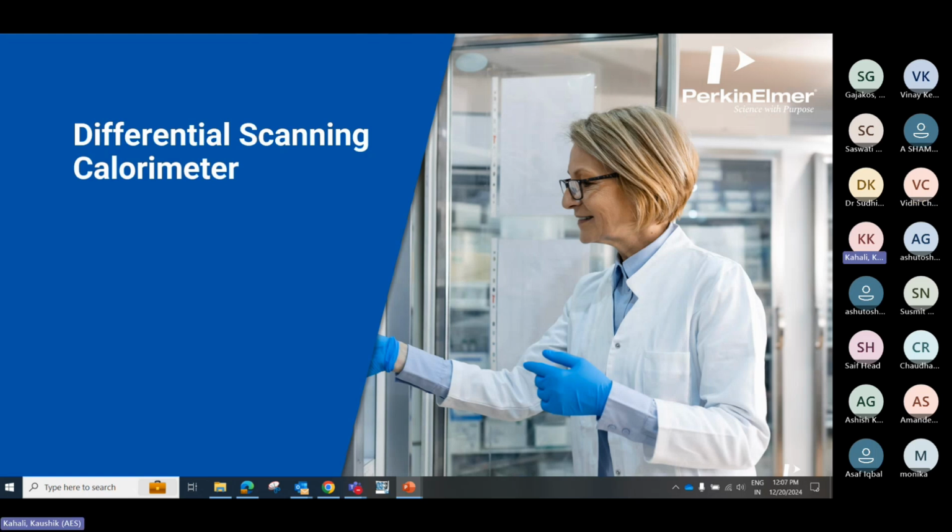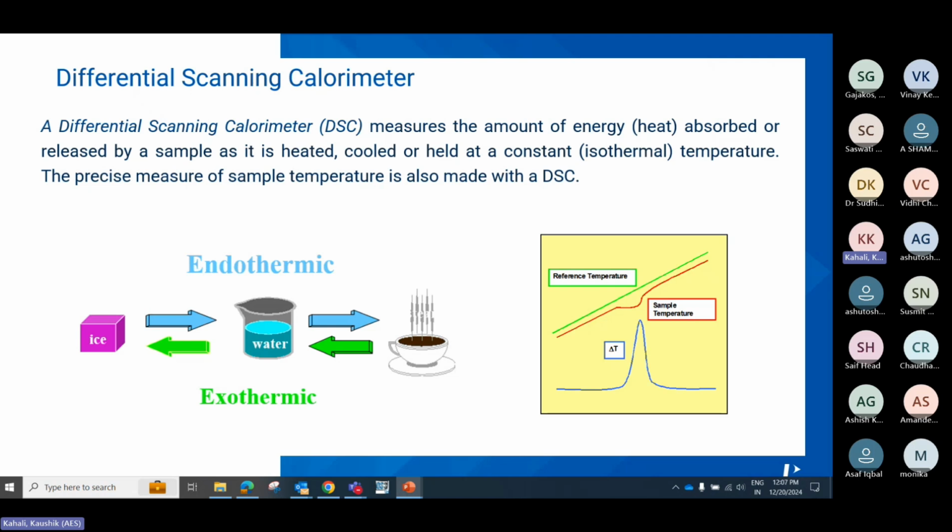So if you remember the chart which I showed at the beginning, which property is being used for the DSC, that is basically the enthalpy. So this is the differential scanning calorimeter definition, where it measures the amount of energy, that is basically the heat energy absorbed or released by a sample as it is heated, cooled or held at a constant temperature. The precise measure of sample temperature is also made with a DSC.